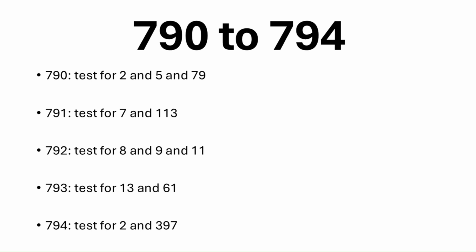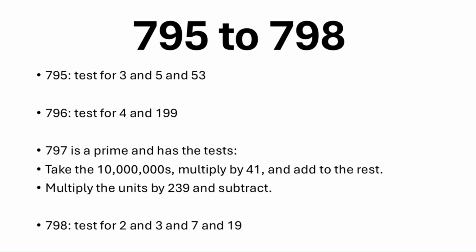791, test for 7 and 113. 792, test for 8 and 9 and 11. 793, test for 13 and 61. 794, test for 2 and 397. 795, test for 3 and 5 and 53. 796, test for 4 and 199. 797 is a prime and has the tests.